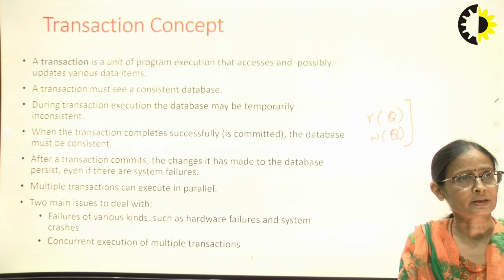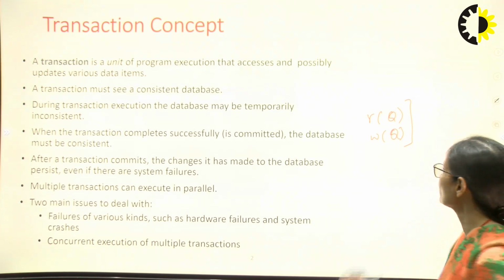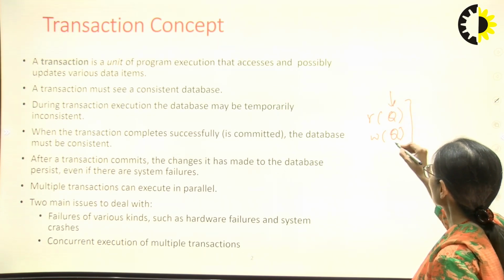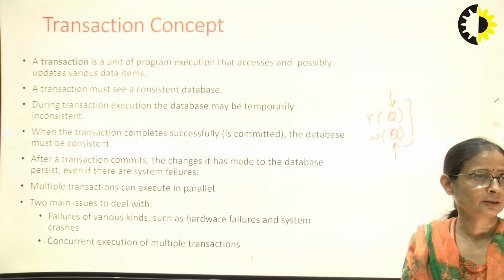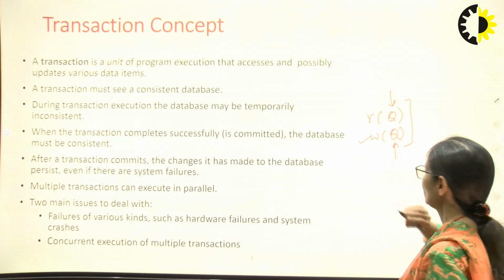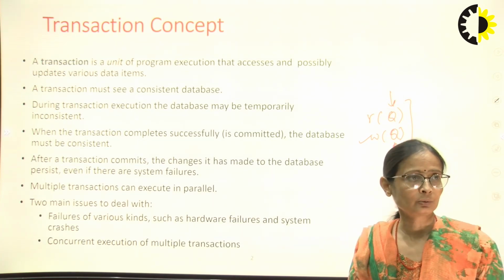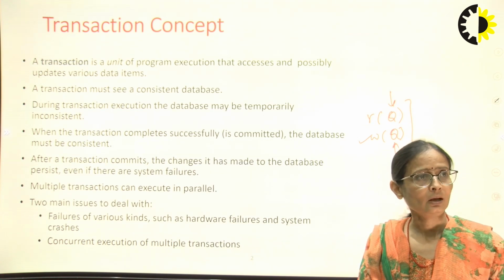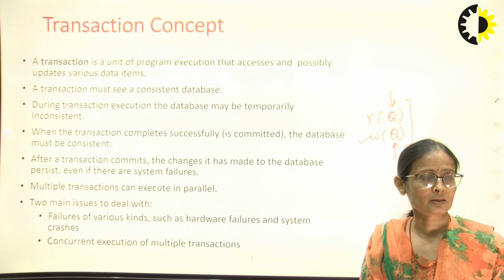A transaction must see a consistent database. What it says is that the data items on which it is operating should remain consistent. That is, once you make this change, it should be visible to all and it should be consistent throughout the database. During transaction execution, the database may be temporarily inconsistent.